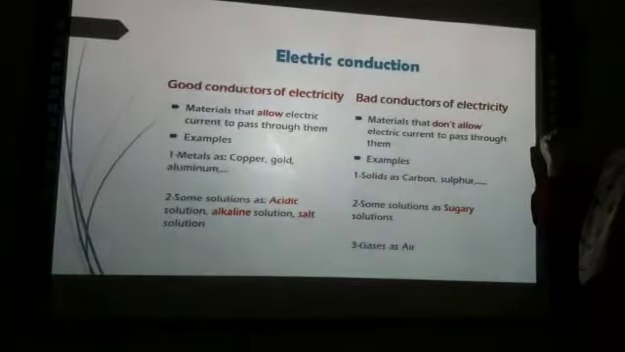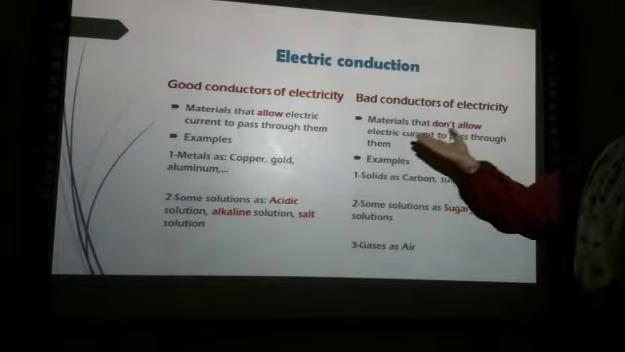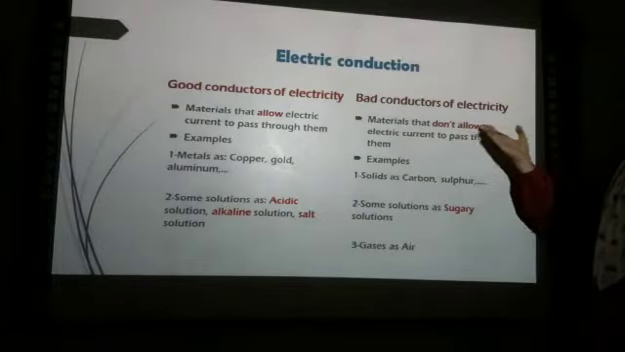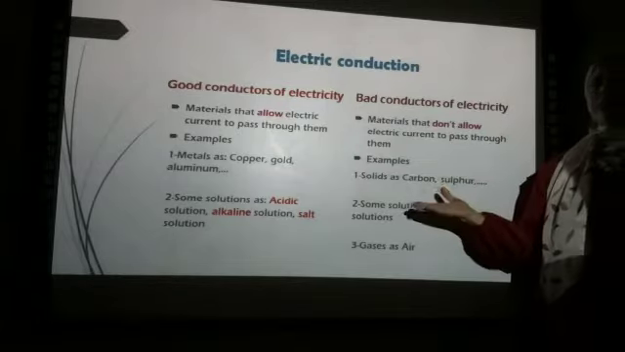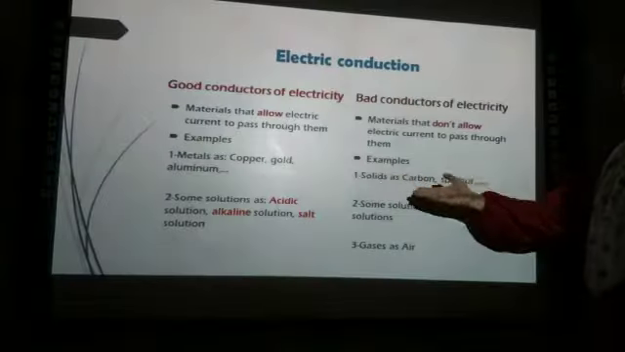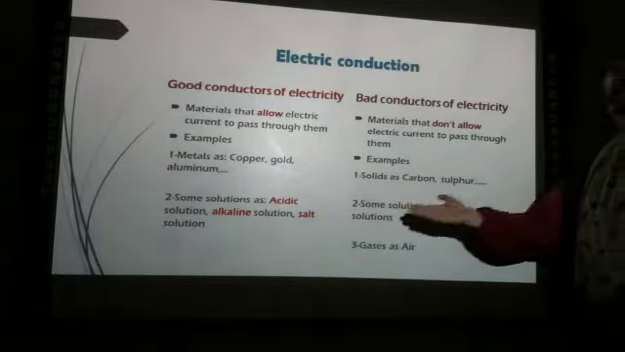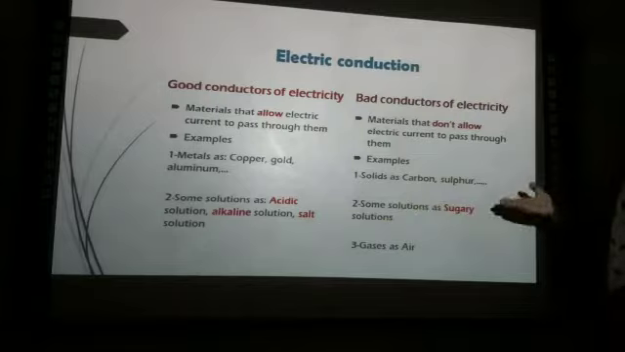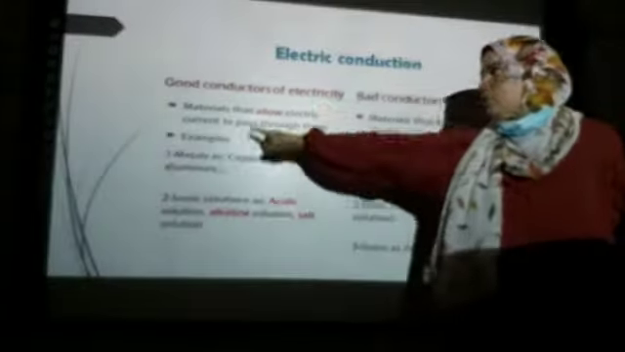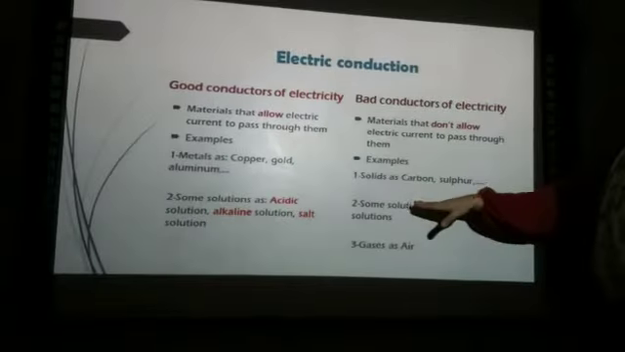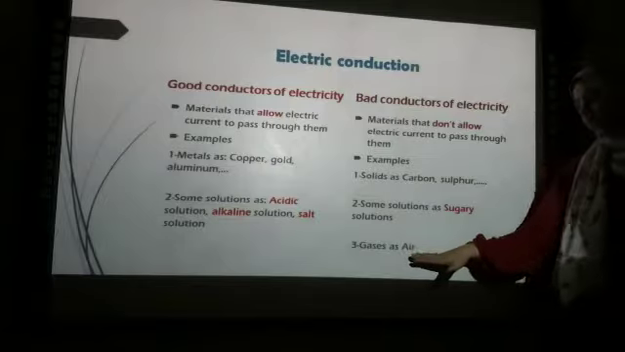Bad conductors of electricity are materials which don't allow electric current to pass through them. For example, solids such as sulfur. And some solutions such as sugar solutions. Salt solution, good conductor. Sugar solution, bad conductor. And gases such as air.